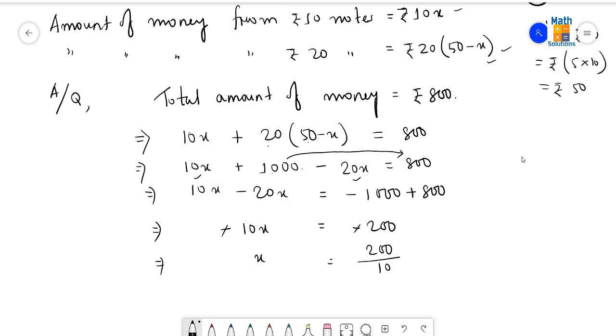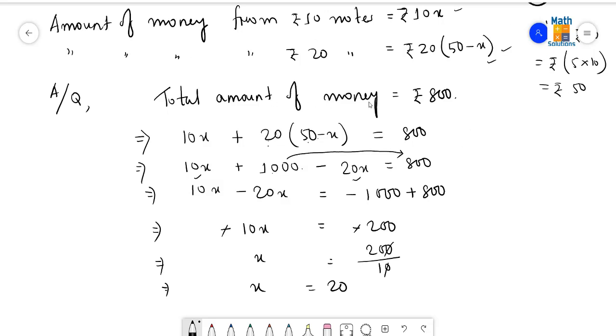I mean, what we are doing? Both the sides I am dividing by 10. So when I divide both the sides by 10, the result will come like this. So value of x will come as 20. So in this case, when I get value of x as 20, after this we need to calculate what?